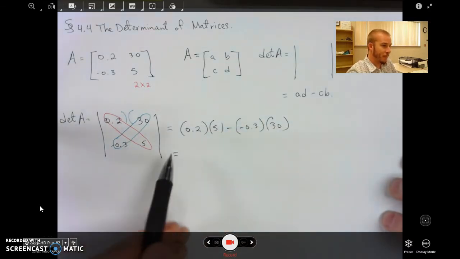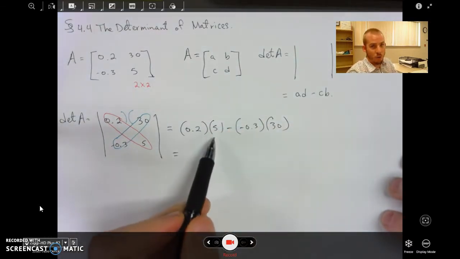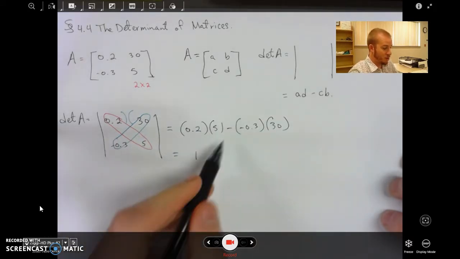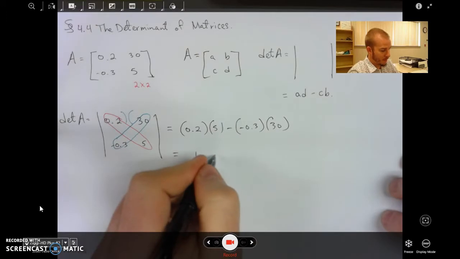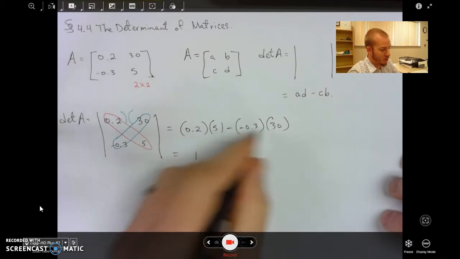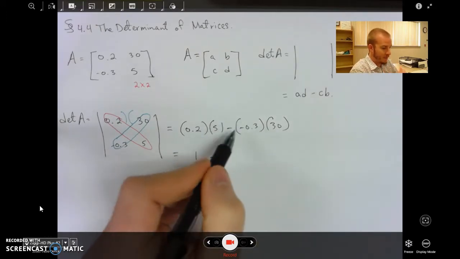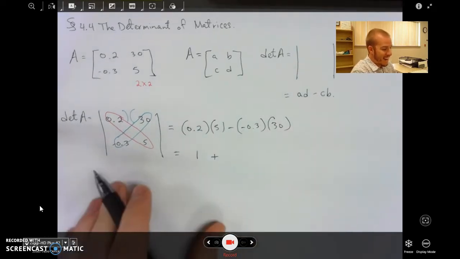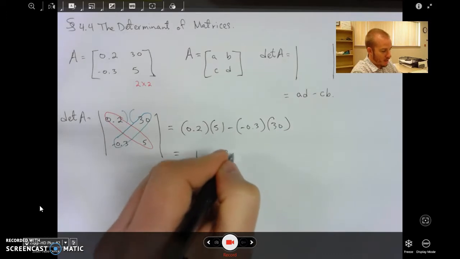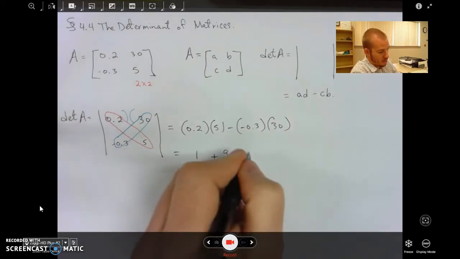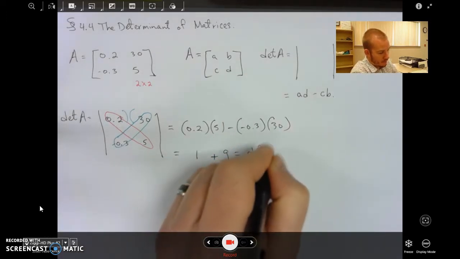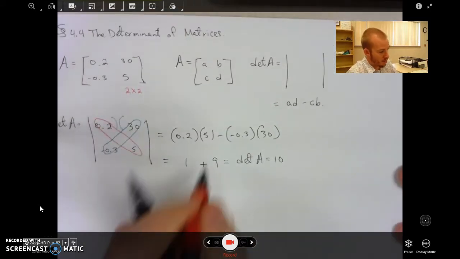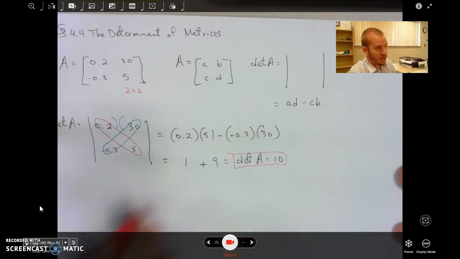Well, 0.2 times 5, you're probably grabbing your calculator. Don't do that. This is going to equal 1. We do that in our head. 2 times 5 is 10, carry the decimal. Now, this is negative times a negative, so this becomes a positive. We get 0.3 times 30, which is 9. So 1 plus 9 is my determinant. The determinant of A is equal to 10, and that's our answer for the determinant of matrix A.